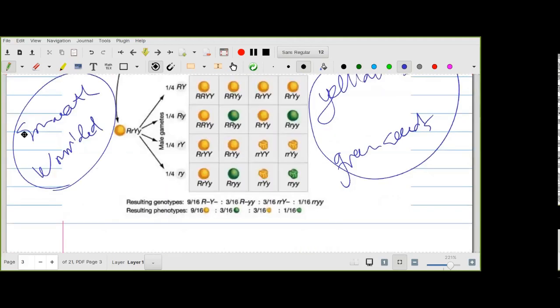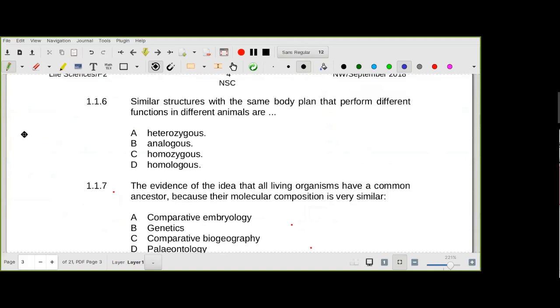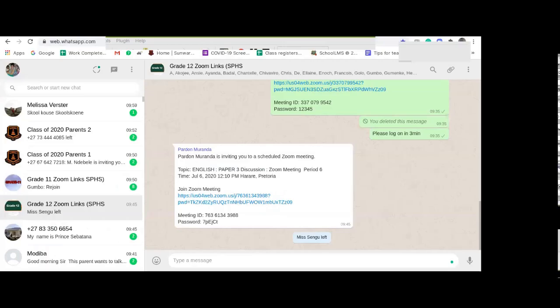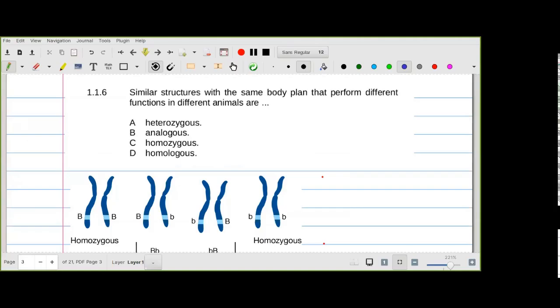Let's go on to 1.1.6, ladies and gentlemen. 1.1.6, similar structures with the same body plan that performs different functions in different animals. Okay, so now again, you've got to know. You have to know. I just want to see, there's a message that came through. Okay. No, it's nothing about the group and anybody that wants to join, so that's fine. Let me just see if there's any participants that still want to join up here.